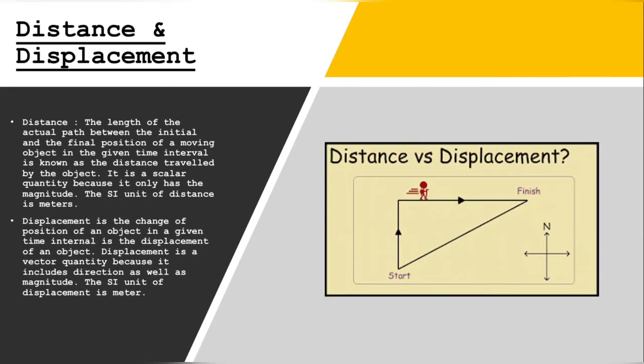And displacement, on the other hand, is the change of position of an object in a given time interval. That means if you're traveling from point A to point B north, that would be the displacement. Displacement is a vector quantity because it includes direction as well as magnitude. The SI unit of displacement is again meters.